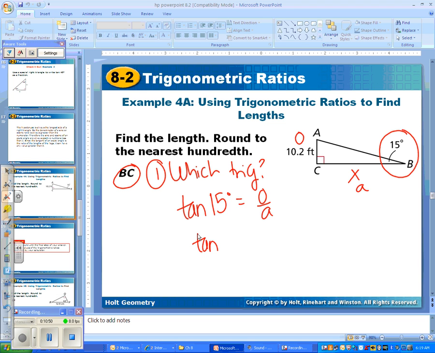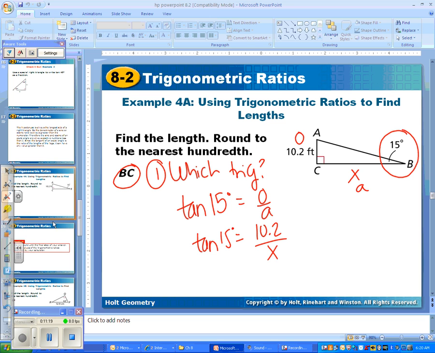So tan of the angle equals, I know opposite is 10.2, and I know the adjacent, I don't know what that is. And this is what we want to solve. Now I know this looks weird, but tan 15 is just a number. Tan 15 is a ratio comparing sides. So remember, this says that in every right triangle that has 15 degrees, the ratio of the sides is always going to be the same. And guess what? Your calculator knows what that ratio is. Pretty awesome. So this is a number. You're just going to solve for x.